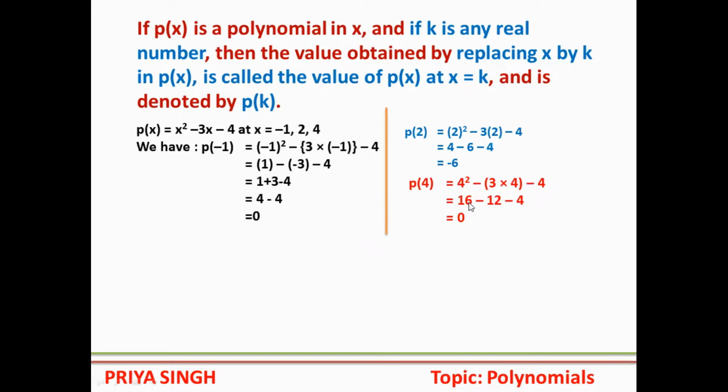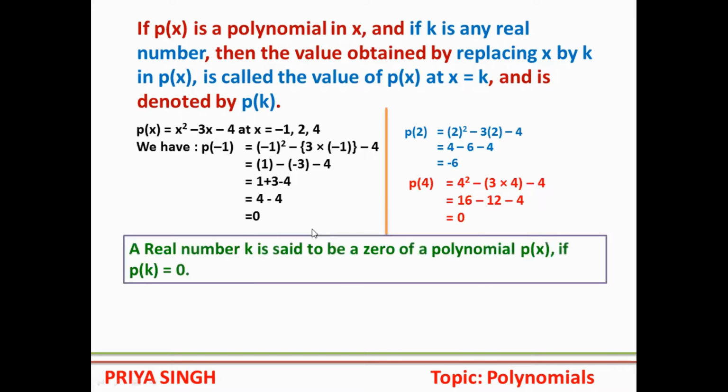Now students, if you see it clearly, can you find some difference? For p of minus 1 I got 0, and for p of 4 I also got 0. So here comes our new term, that is zero of a polynomial. What is it? A real number k is said to be a zero of polynomial p of x if p of k is equal to 0.